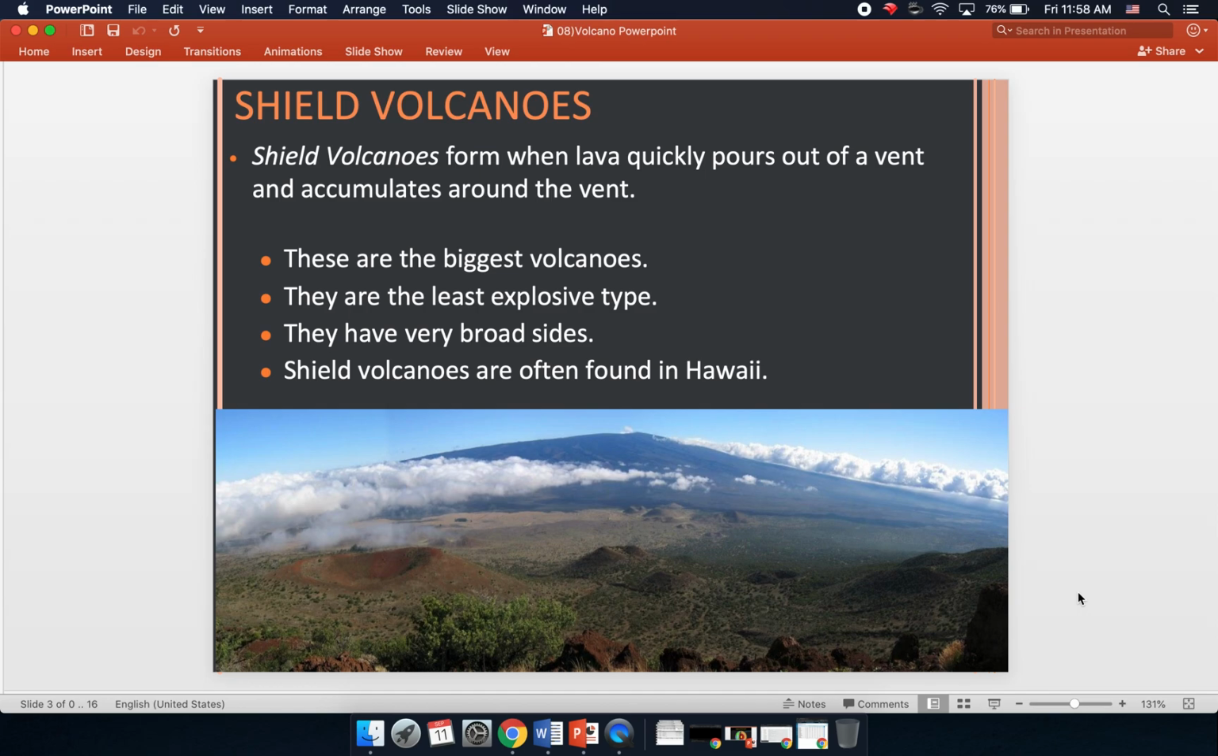Shield volcanoes have very broad sides, such as you see in the picture there. So they're not necessarily the tallest volcanoes, but they are very broad. Shield volcanoes are most often found in Hawaii. For the most part, you could consider the Hawaiian Islands themselves to be large shield volcanoes.